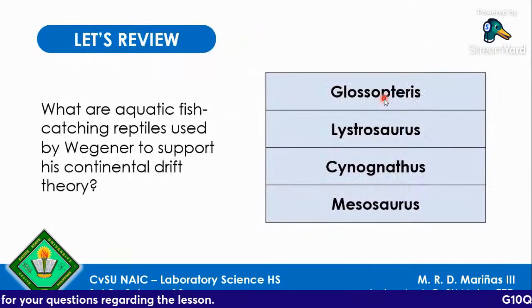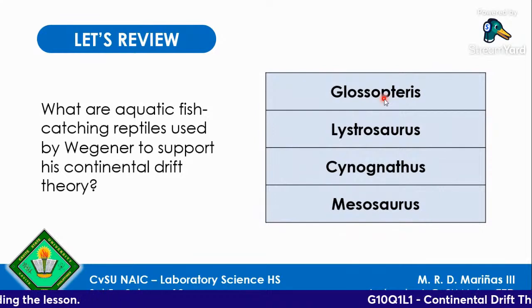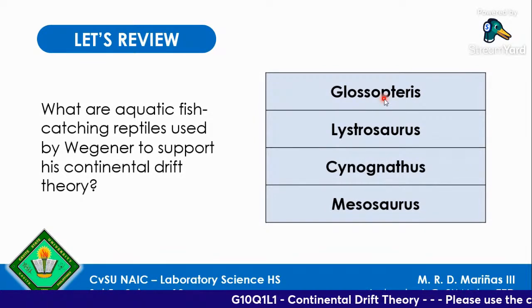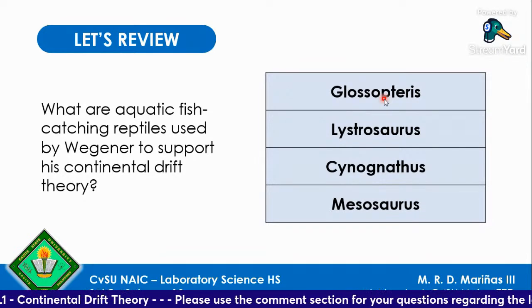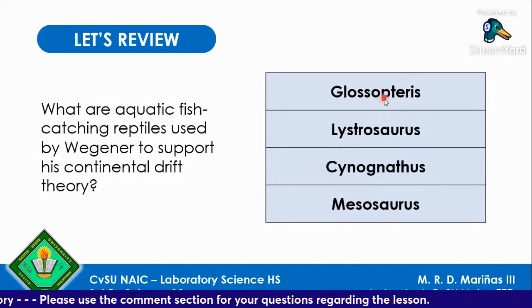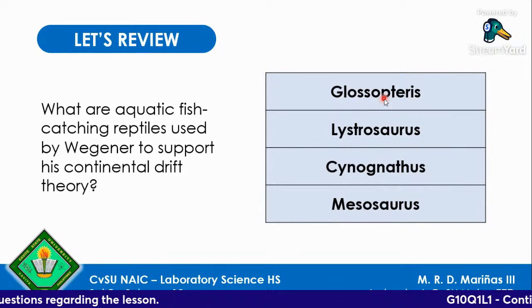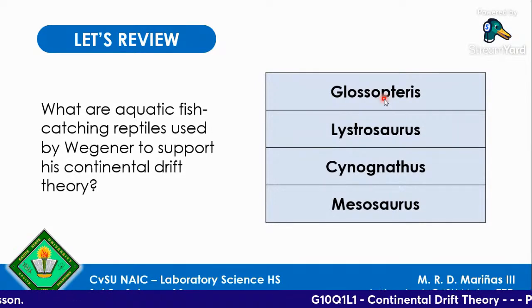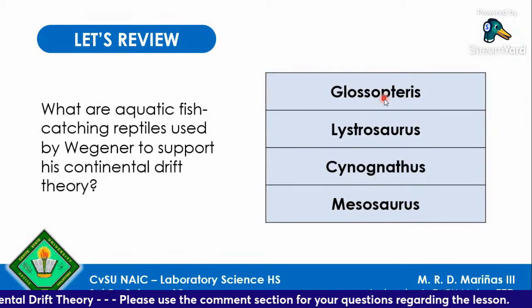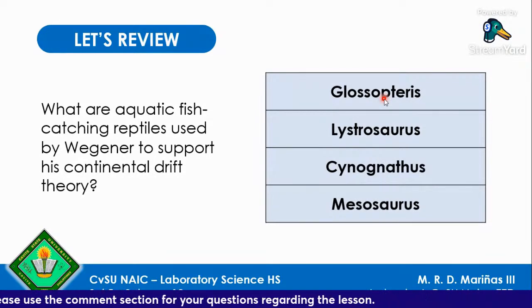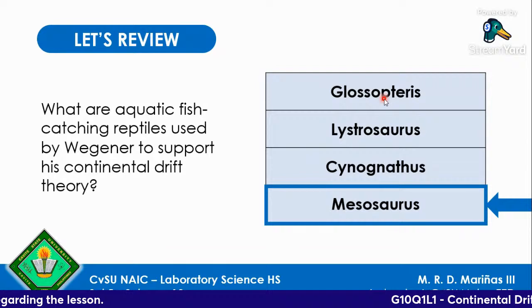So for the last set of review, let's review what are the aquatic fish catching reptiles used by Wegener to support his continental drift theory. Is it Glossopteris, Lystrosaurus, Cynognathus, or Mesosaurus? Alin dyan sa apat na organism na isang aquatic fish catching reptile daw na ginamit ni Wegener to support his theory? Okay, 10 seconds. If your answer is Mesosaurus, then you are correct.